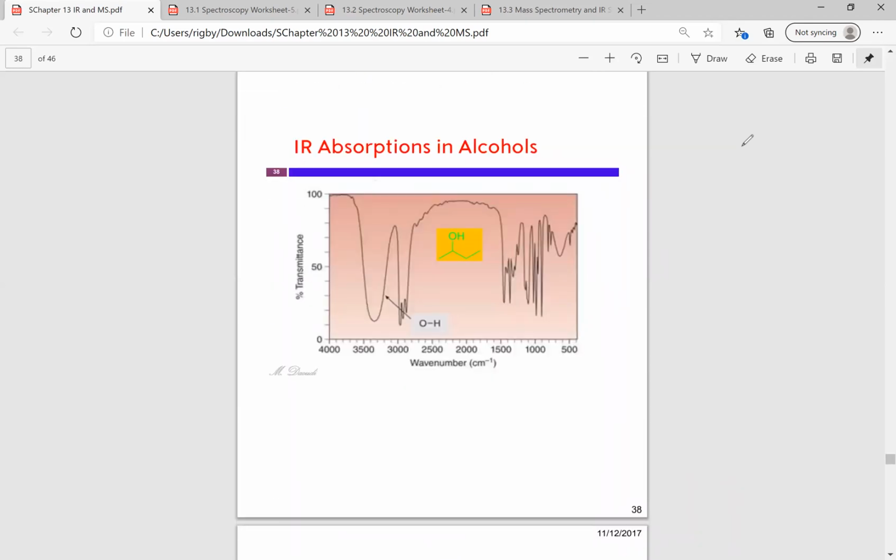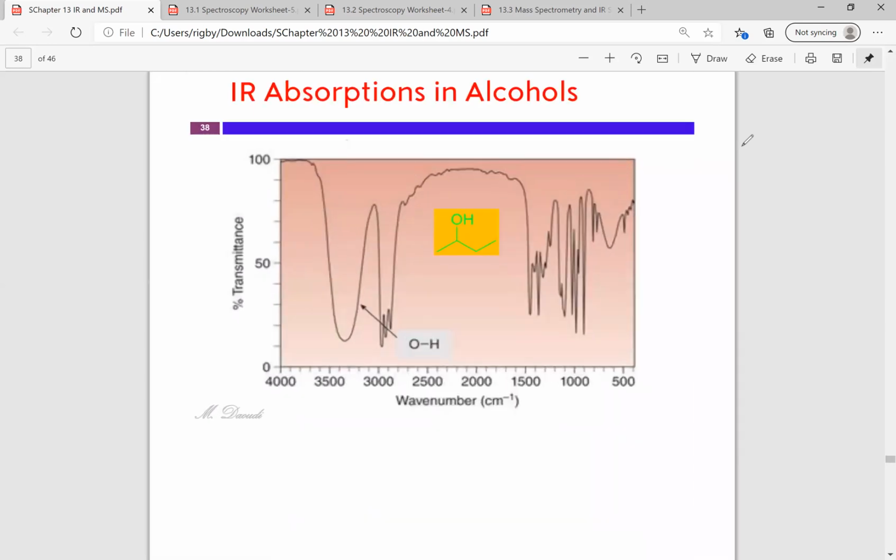Okay, now let's talk about absorption in alcohols. Remember, we said OH will be the only strong and broad signal that we see. So if we ever see something like this, know that it's going to be an alcohol. Or it could also be a carboxylic acid, but carboxylic acids look slightly different. All right? Okay.